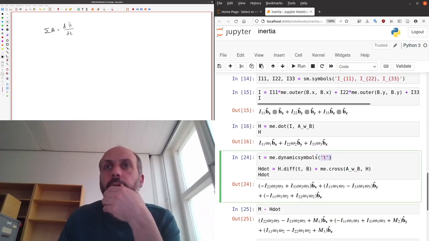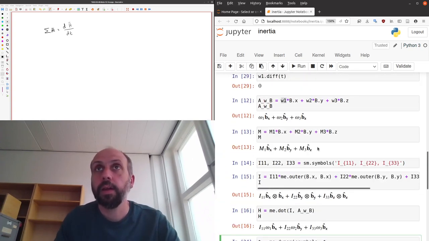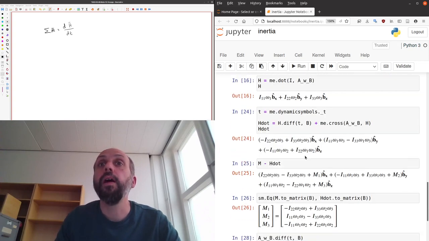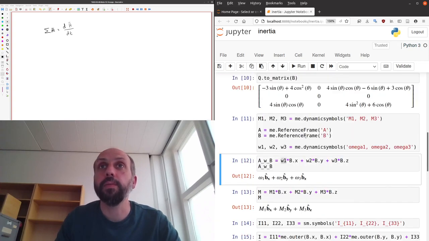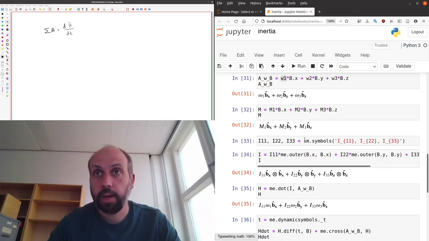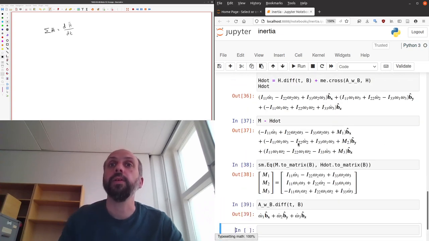Oh, this is supposed to be dot underscore t. Oh, yeah, okay. All right, you can see how those aren't quite the same t. This is a gotcha. Let me just run all these again. Boom, boom, boom. Now, H dot looks right, and then I get the equation that I want.